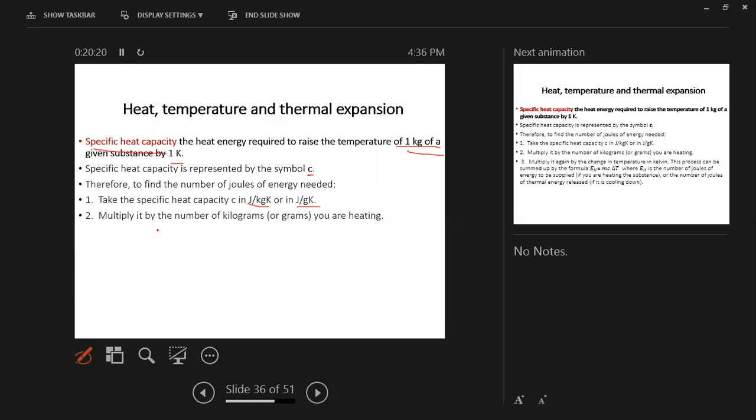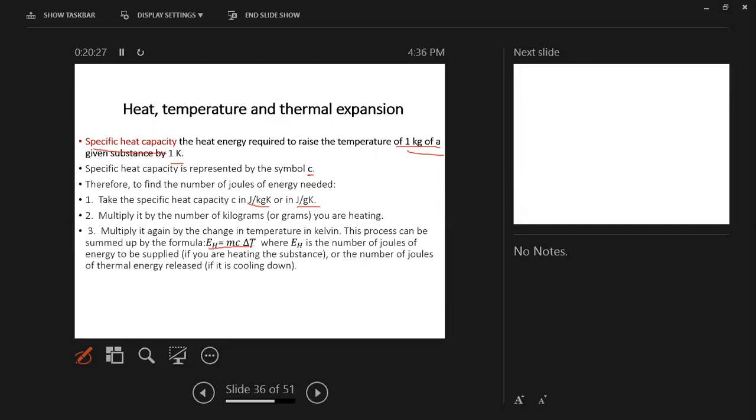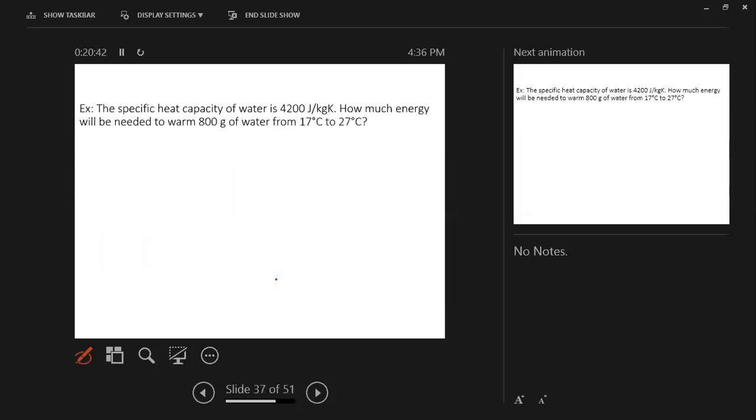Second one, we are going to multiply the number of the kilograms or grams that you are heating. And third one, we are going to use the formula here. The energy equals mass times specific heat capacity times delta T, change in temperature, okay? Change in temperature. And when we do this, we are going to find the energy or specific heat capacity of any substance, okay? So let's do an example.